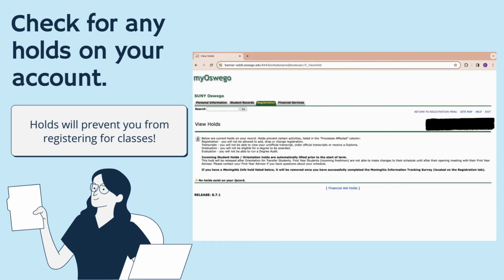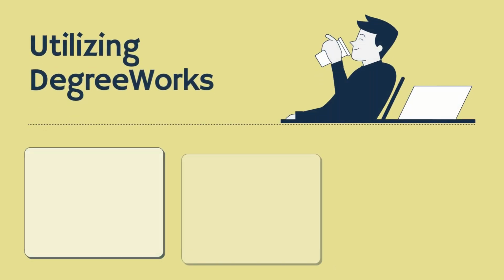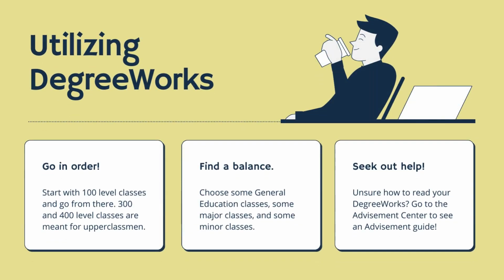Once again on My Oswego and on the registration tab, you are going to click this link, View Holds. On this page, you will see if you have any holds that are preventing you from registering. If you do have a hold, you should be able to see which office has placed this hold on your account and what phone number and or email you should use to get in contact with this office to release your hold.